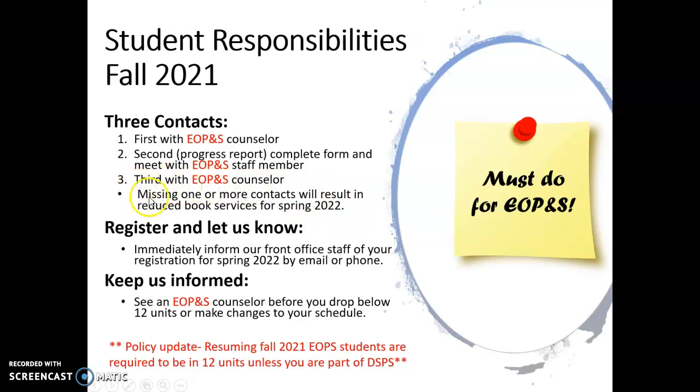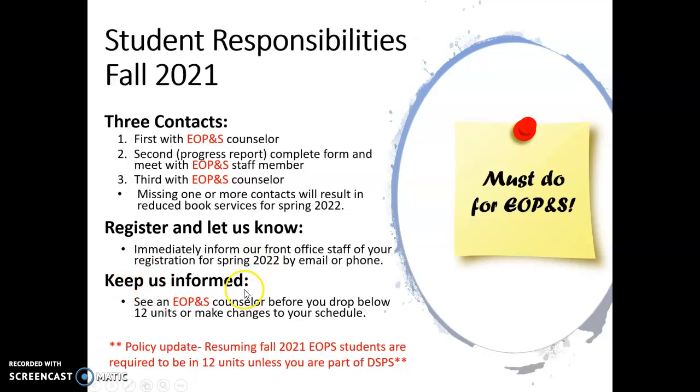If you do miss one or more of the contacts, your books will be reduced for the spring of 22. So make sure you meet all your contacts and don't jeopardize your book money. Another responsibility you have is that as soon as you register for the spring of 22, you have to notify us. I will let you know how to do that in 1 second.